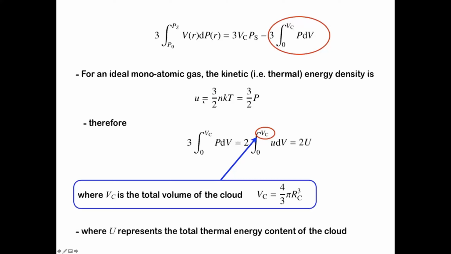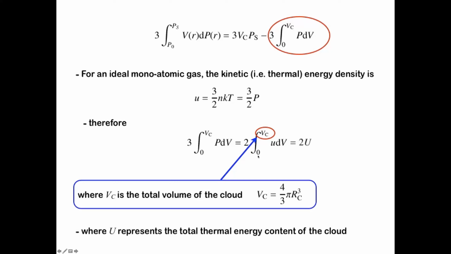So we put this expression into this integral here. And you have that P is equal to 2/3 U, and this is how the 3 here goes away, and you're left with 2 times the integral from 0 to Vc of U in the volume. So this is the integral over the volume of the kinetic thermal energy density. So when you integrate, it becomes the total energy, which you typically denote with this capital U.